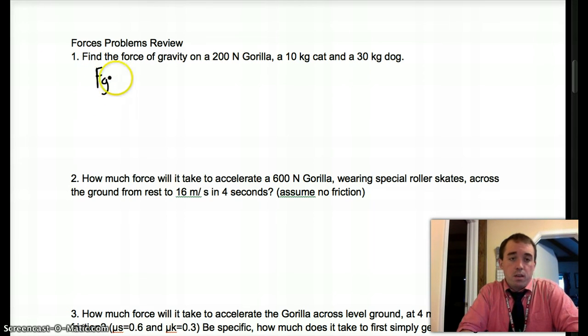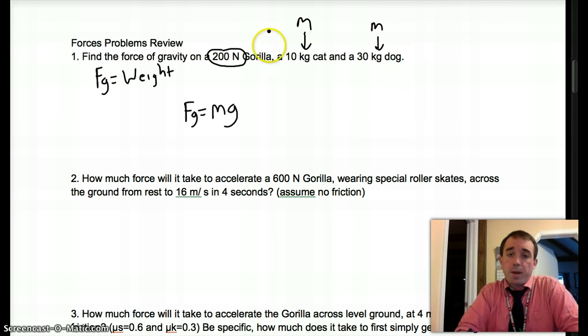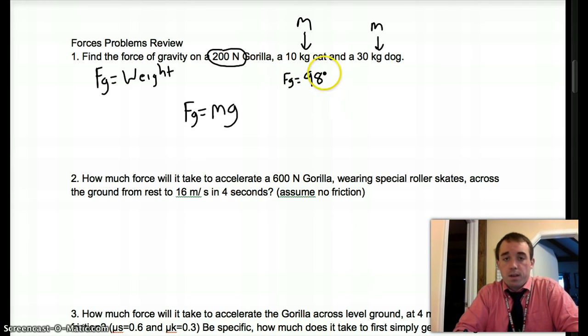Fg is simply the weight. So the weight, for a 200 Newton gorilla, well, it's just 200. Fg, which is the weight, is mass times acceleration due to gravity. So if you're given the mass, which is kilograms, and kilograms are masses, not weights, then we have to change those by multiplying by 9.8. Well, 10 by 9.8, so the weight of the cat is simply 98. I don't have to do that in my head, and has units of newtons.